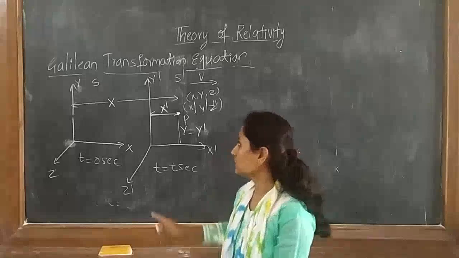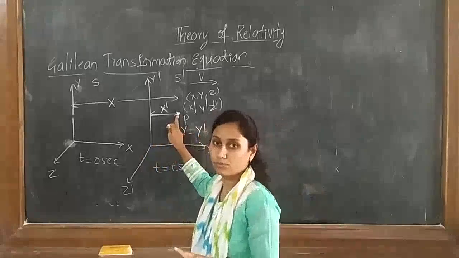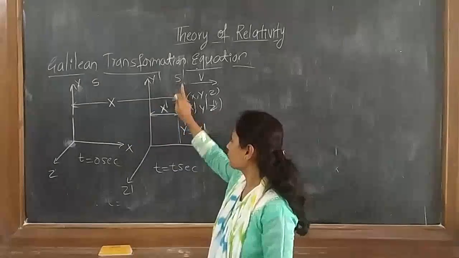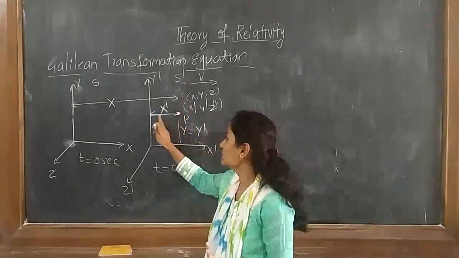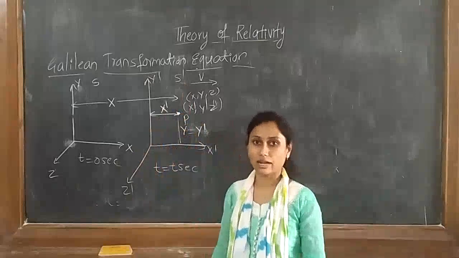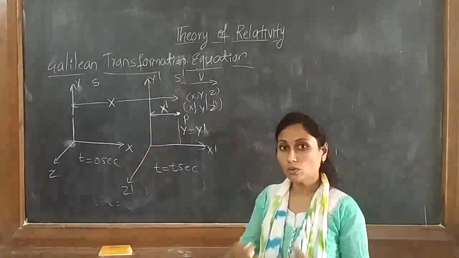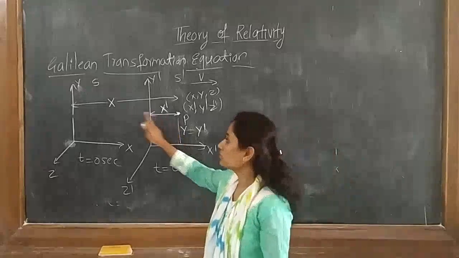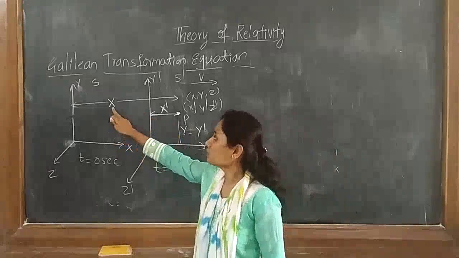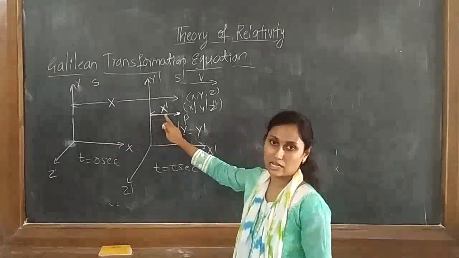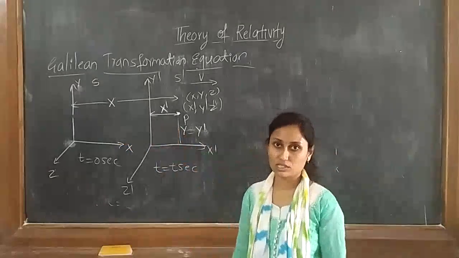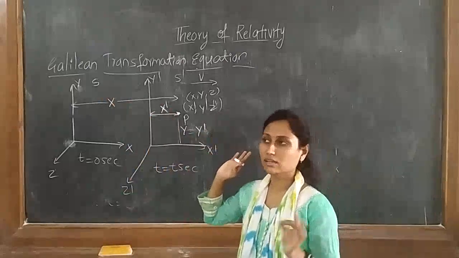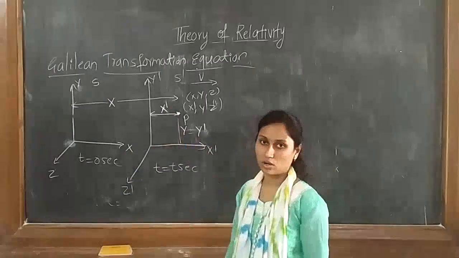So according to the x frame, the distance of the event P is x meter, and according to the x dash frame, the distance of the event P is x dash meter. That is the thing. Now, how to convert this equation? If we know the x dash value, how to get the x value, or if we know the x value, how to get the x dash value? That transformation equation comes from Galilean, so we call it the Galilean transformation equation. So let's talk about that.